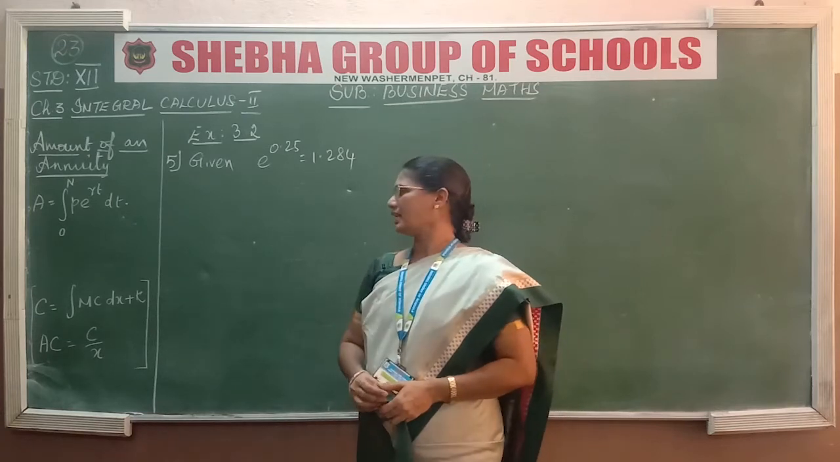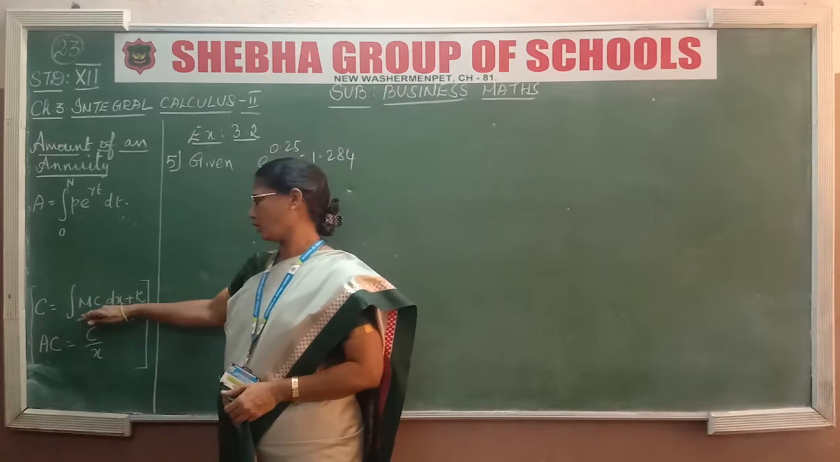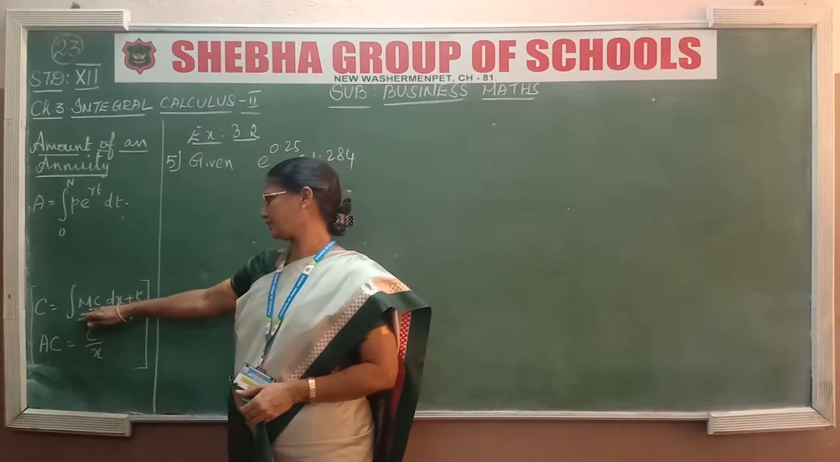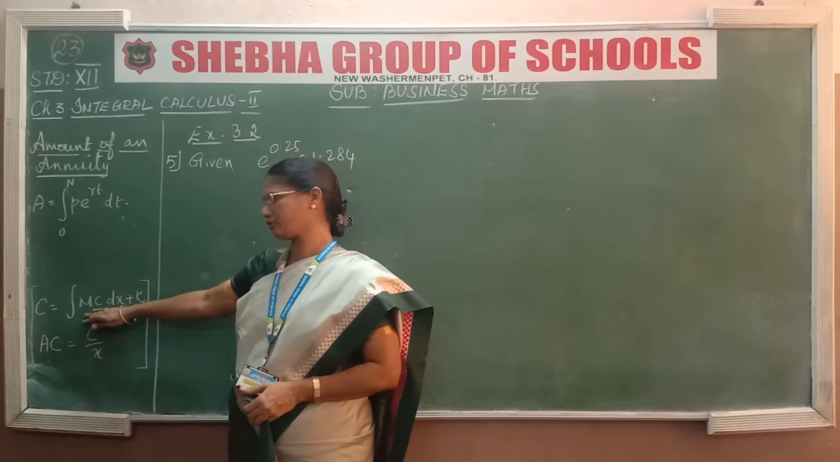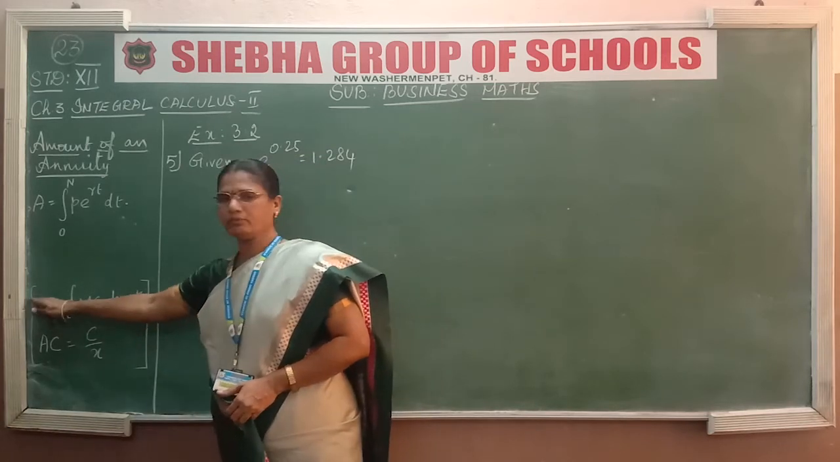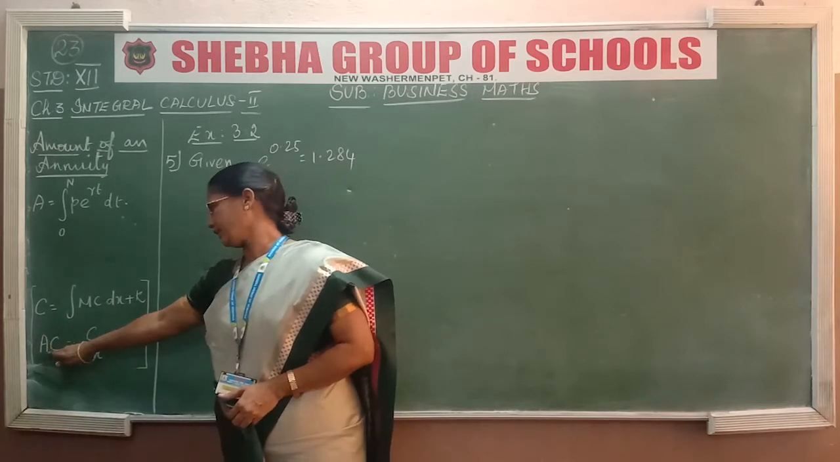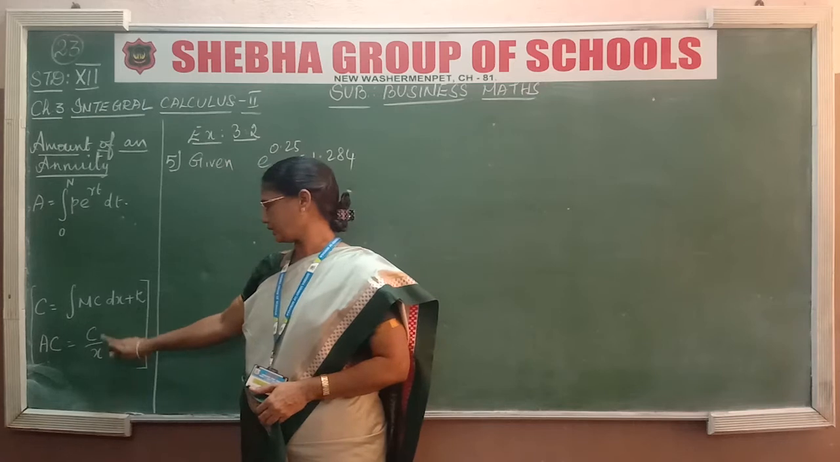In the previous class we studied how to find the cost function from the marginal cost. Marginal cost means the differential function, the differentiation of cost. If we integrate the differential function, we get the original function, and we know very well AC, that is average cost, equals total cost by x.